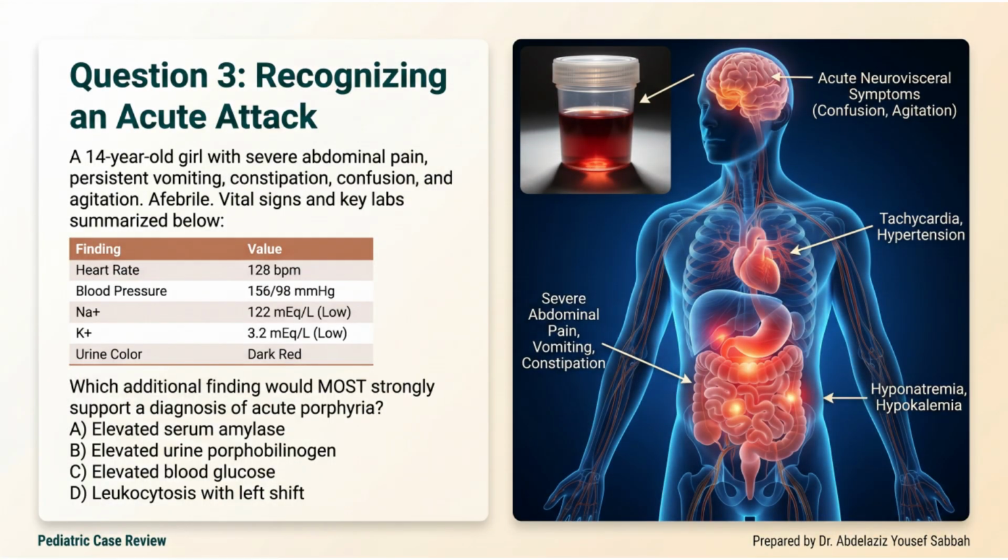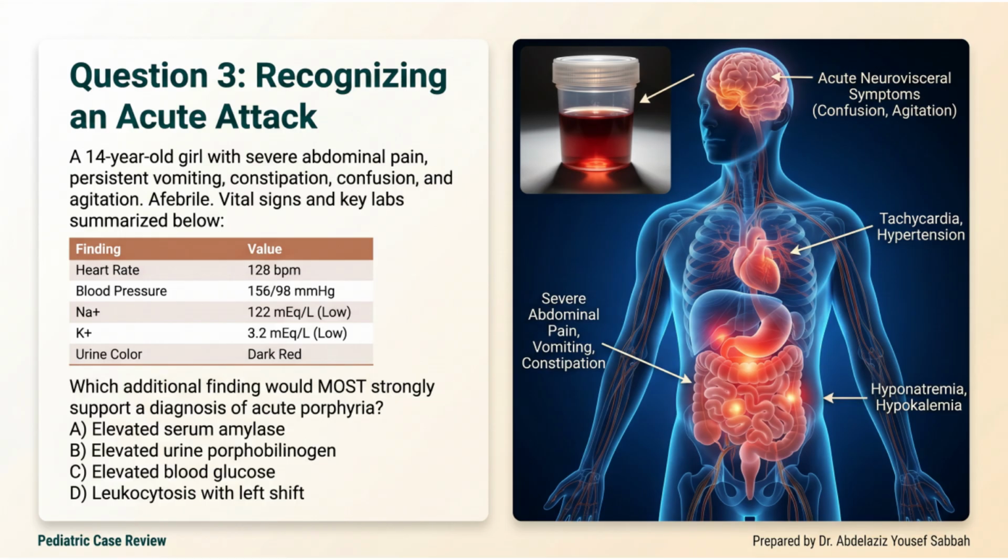Question 3. A 14-year-old girl presents with severe abdominal pain, persistent vomiting, constipation, confusion, and agitation. She is afebrile. Her key findings are a heart rate of 128 beats per minute, a blood pressure of 156/98 millimeters of mercury, a sodium of 122 milliequivalents per liter, which is low, a potassium of 3.2 milliequivalents per liter, which is also low, and dark red urine. Which additional finding would most strongly support a diagnosis of acute porphyria?